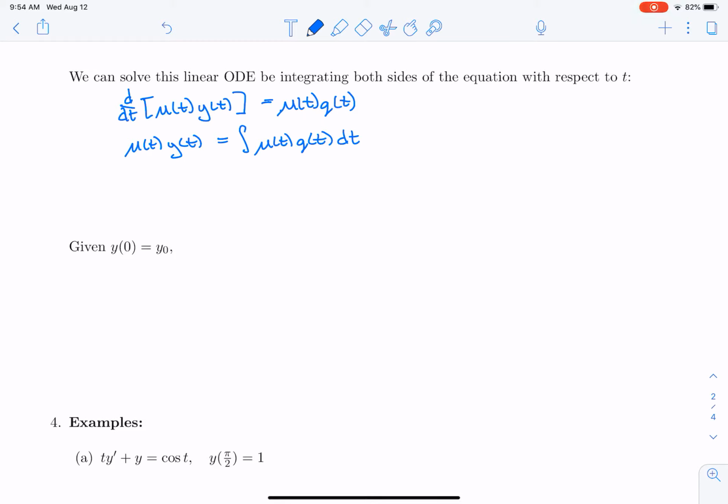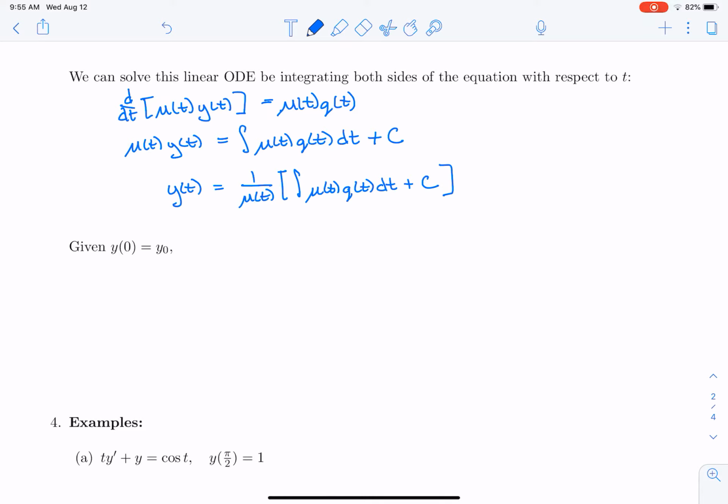Now, I'm going to explicitly add the plus C here, just so that you can see what happens with the final step. Okay, so when I want to find y(t), I can divide everything by mu(t). So I'm going to get 1 over mu(t) times the integral of mu(t) q(t) dt plus C. And now I've found a solution for y(t).